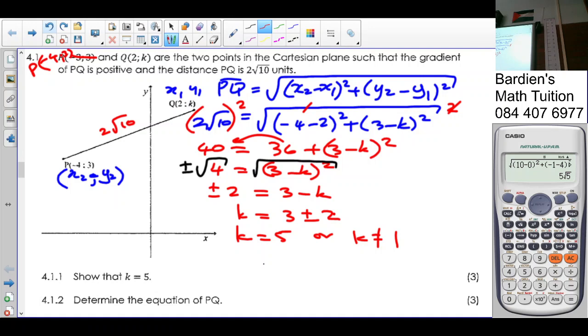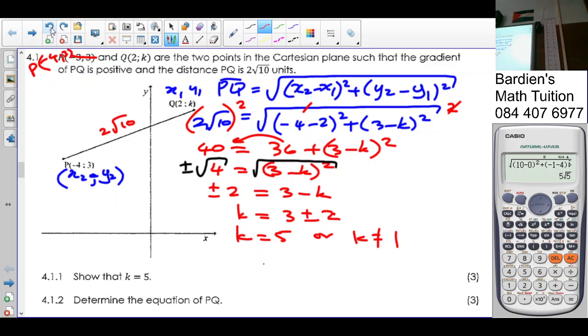Why are there two values? Because if I draw, this is a y value. If I draw this graph till there, that would have been 2 and 1, which will be the same distance of 2 root 10. Can you see that, people? That is where that graph will lie, at that point 2 and 1. But they wanted you to show it's 5, so that is where I'm at. Makes sense, people?